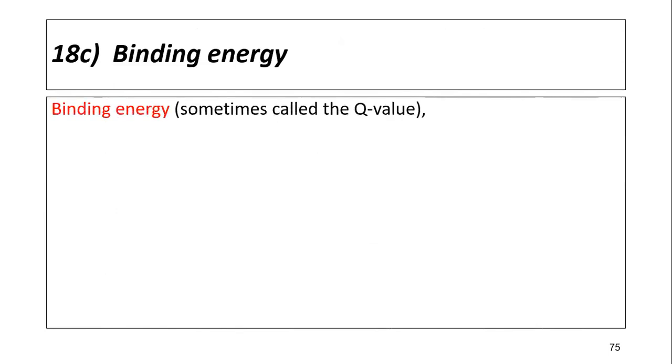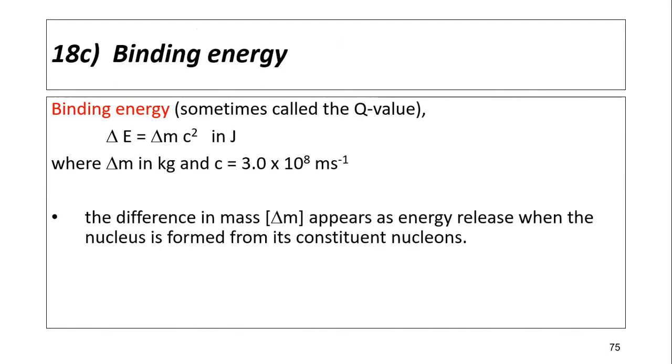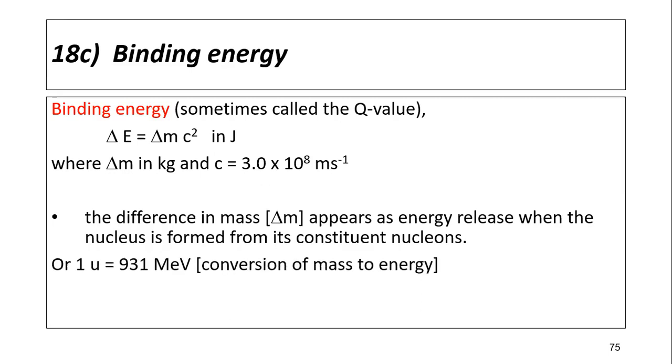Binding energy, or sometimes called Q value: delta E equals delta m c squared. M is in kilograms, c is the speed, in meters per second. So the difference in mass, delta m, appears as energy released when the nucleus is formed. When the individual nucleons come together to form the nucleus, the mass defect is released as energy. And then there is the conversion of energy to mass to energy.